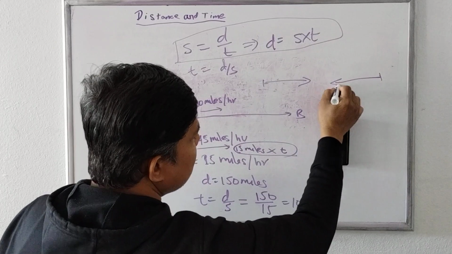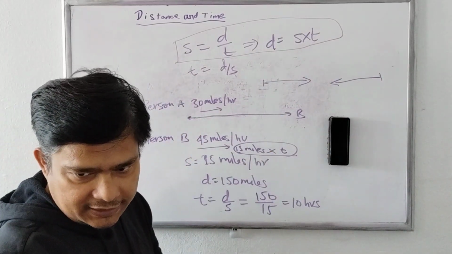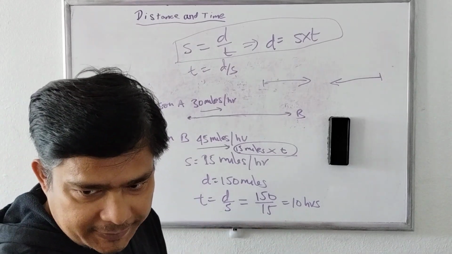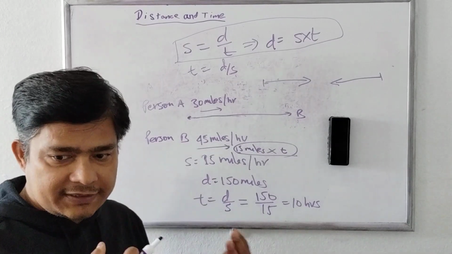So remember, when they are traveling towards each other, like this person is going in this direction and this person is going in this direction, opposite direction, we sum the speed. When they are traveling in the same direction, we have to subtract the speed. Got it? And did you understand why we are subtracting, why we are summing?